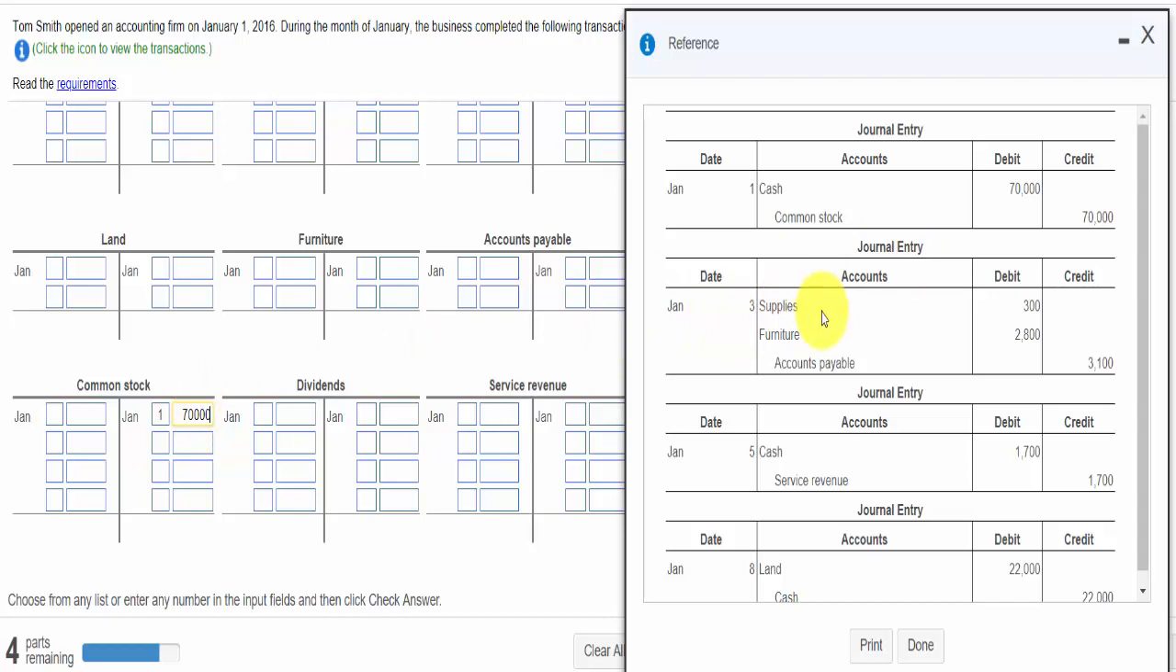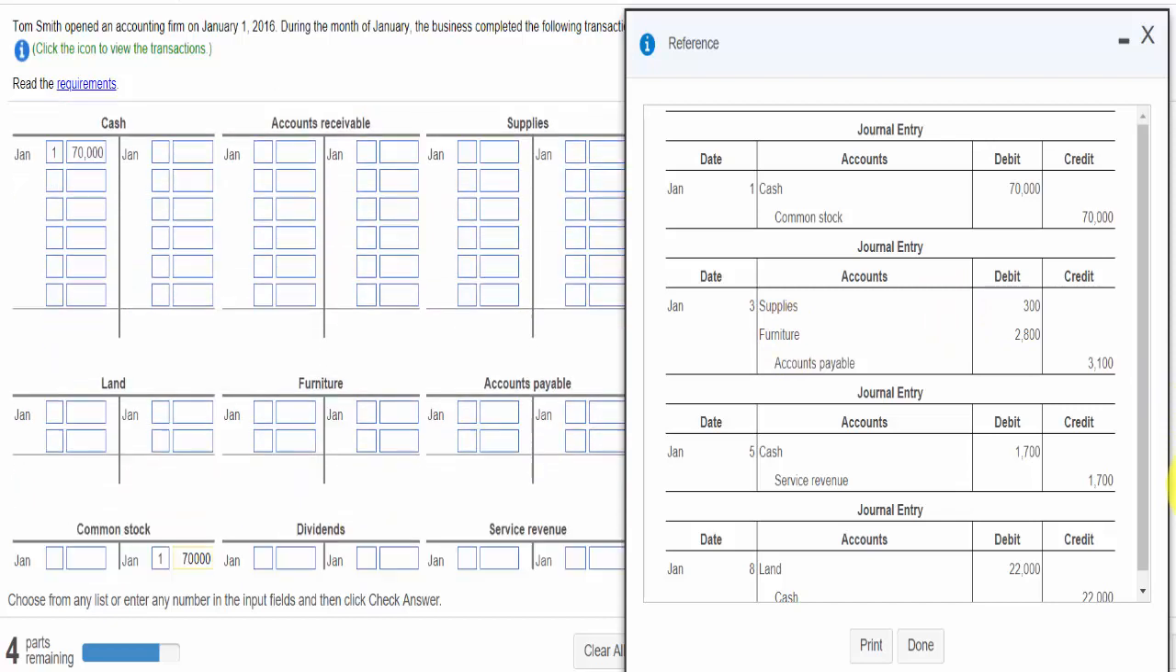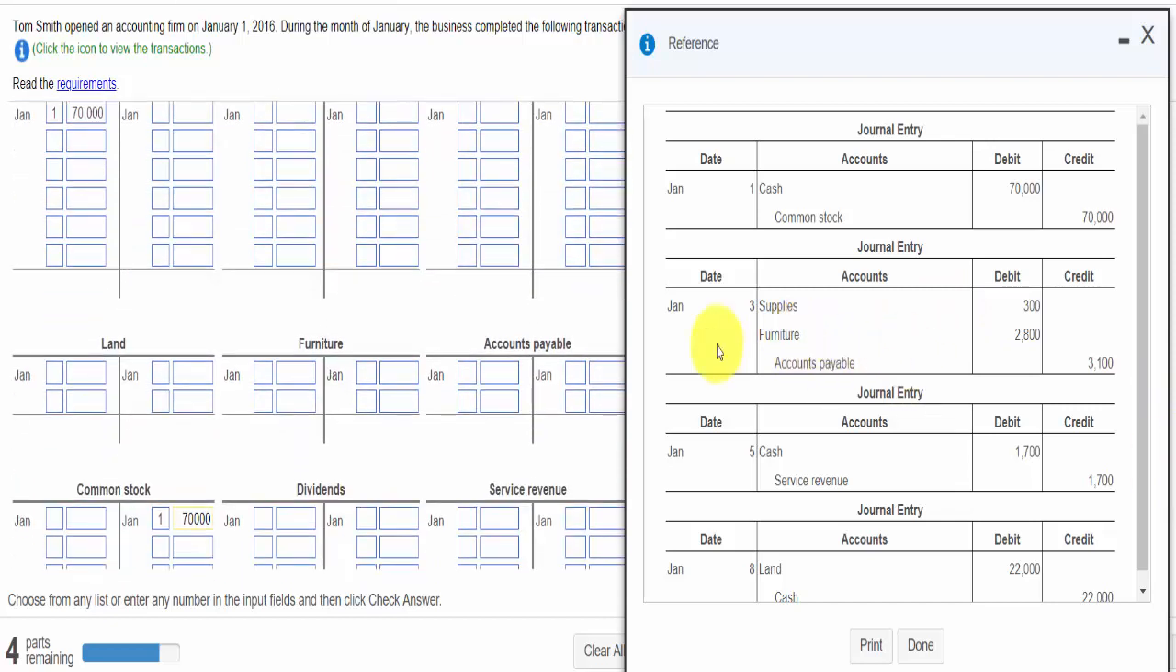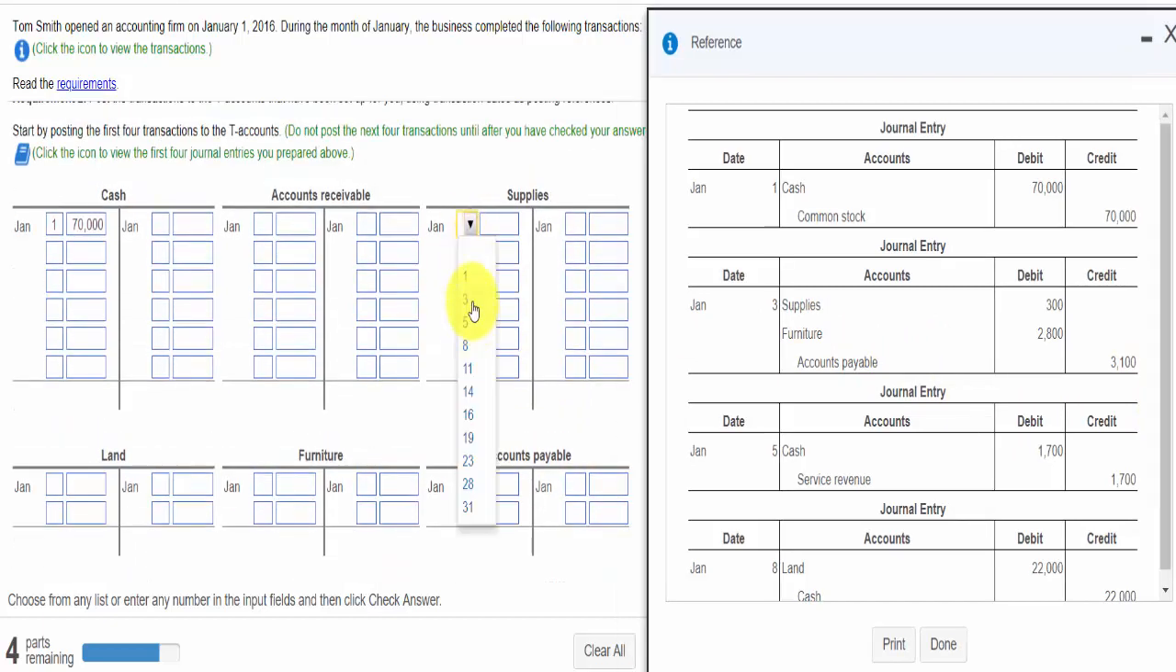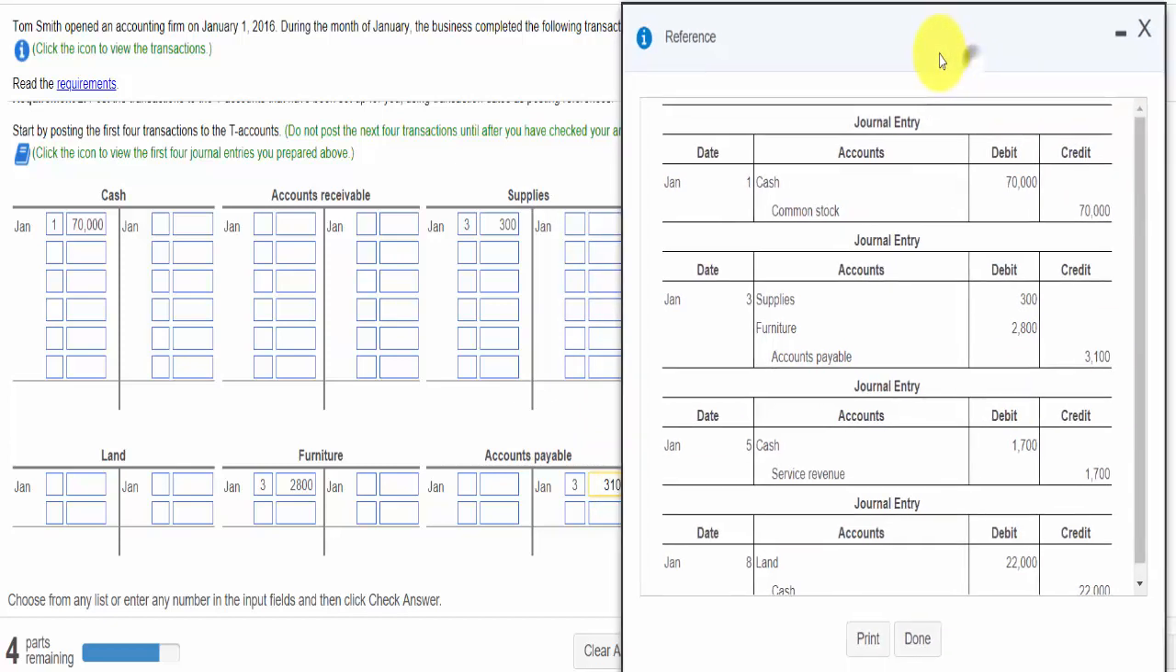On January 3, supplies and furniture are debited and account payable is credited. First, we will see the supplies account and furniture account. Supplies account, select the date. Supplies account amount is 300. Furniture account is debited 2,800. The total account payable is credited 3,100. Now we will move to the next entry.